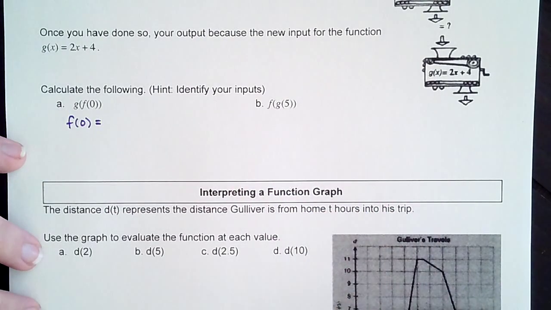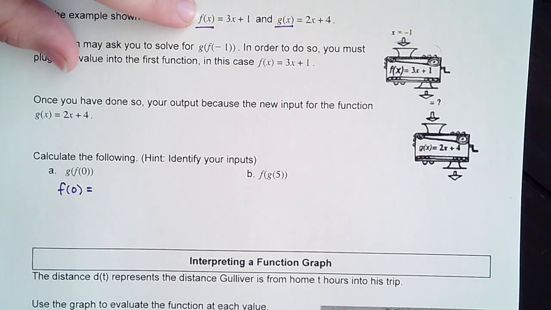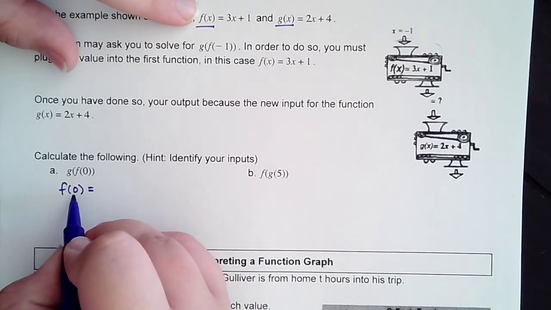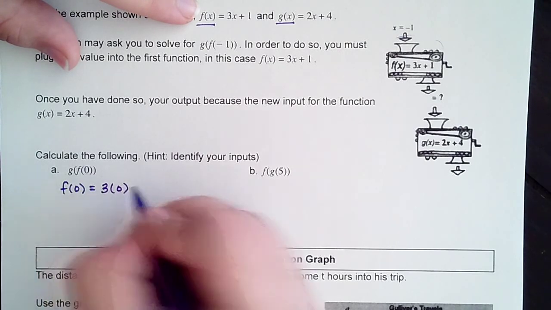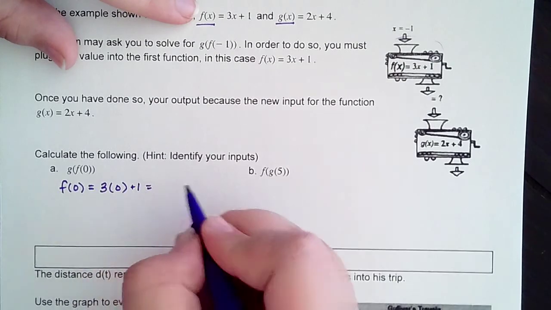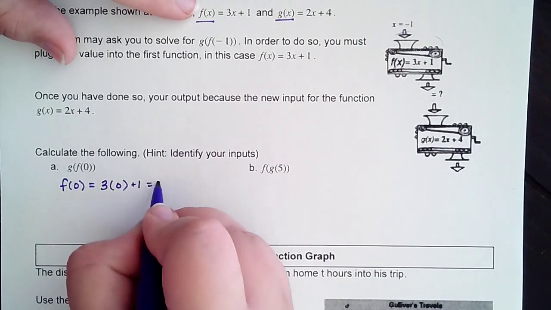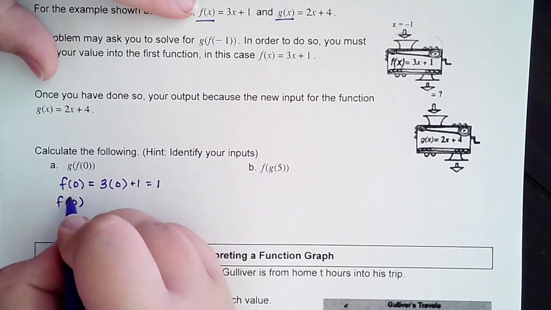All right, let's do that. I know that f of x is equal to 3x plus 1. Therefore, if I plug 0 into that function, it's the same thing as saying 3 times 0 plus 1. I solve for that. 3 times 0 is 0, plus 1 is 1, and I get f of 0 equal to 1.